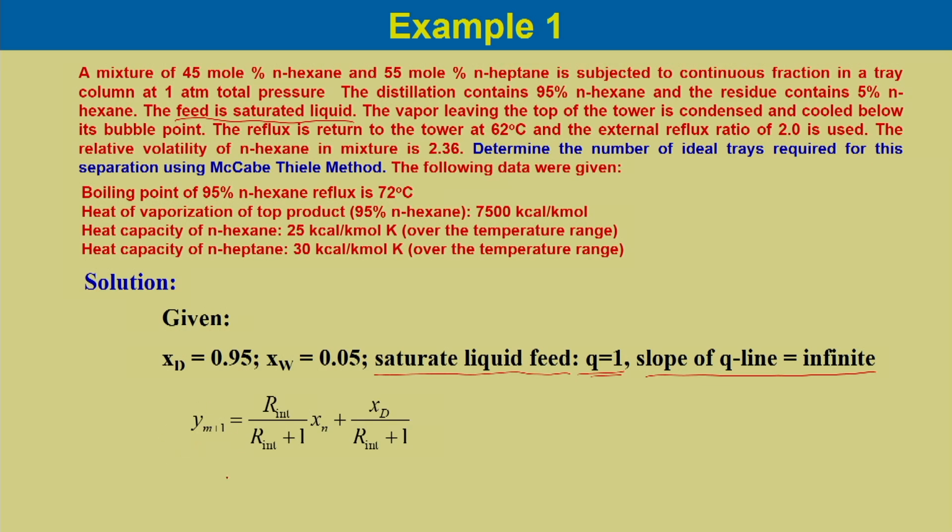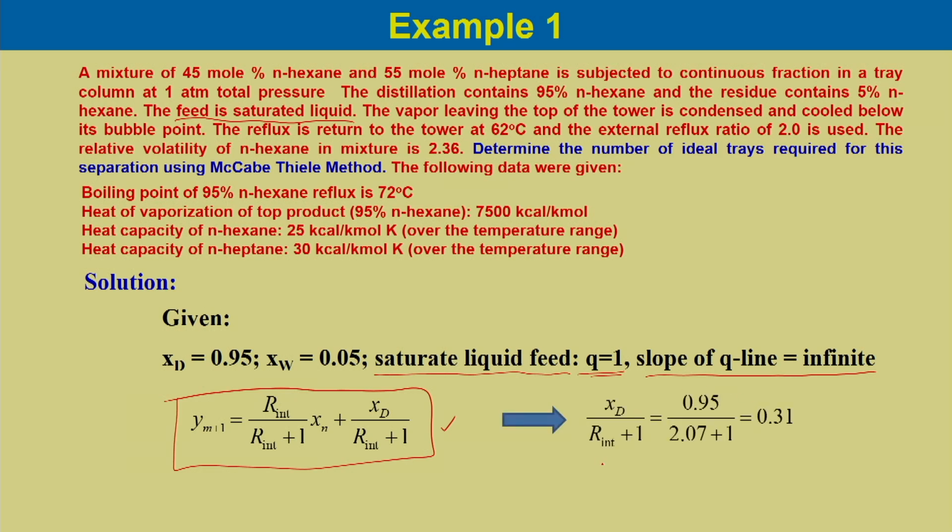So, from here we can calculate using R internal. The operating line equation for the rectifying section is this one: y m plus 1 would be equal to R internal divided by R internal plus 1 into x n plus x d by R internal plus 1. So, if we substitute the values, x d by R internal plus 1 would be equal to 0.95 by 2.07 plus 1. So, it is 0.31. And the intercept of this rectifying section operating line is 0.31.